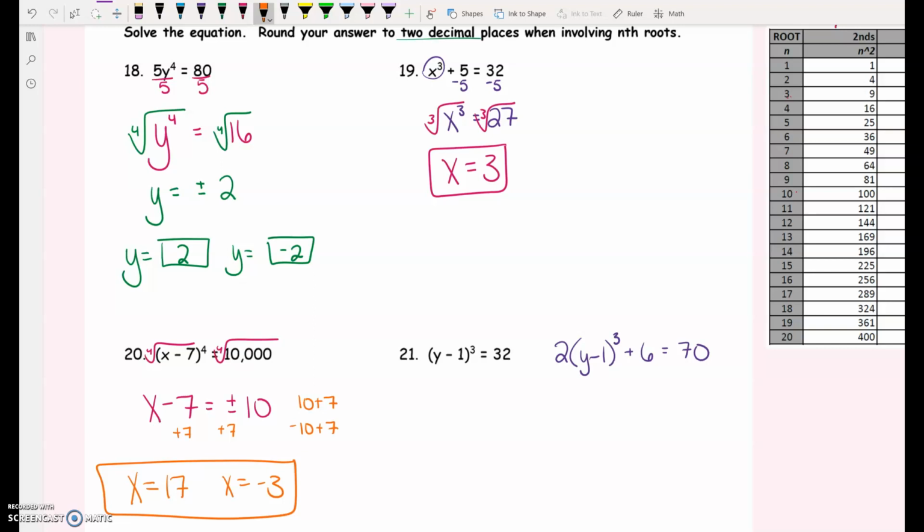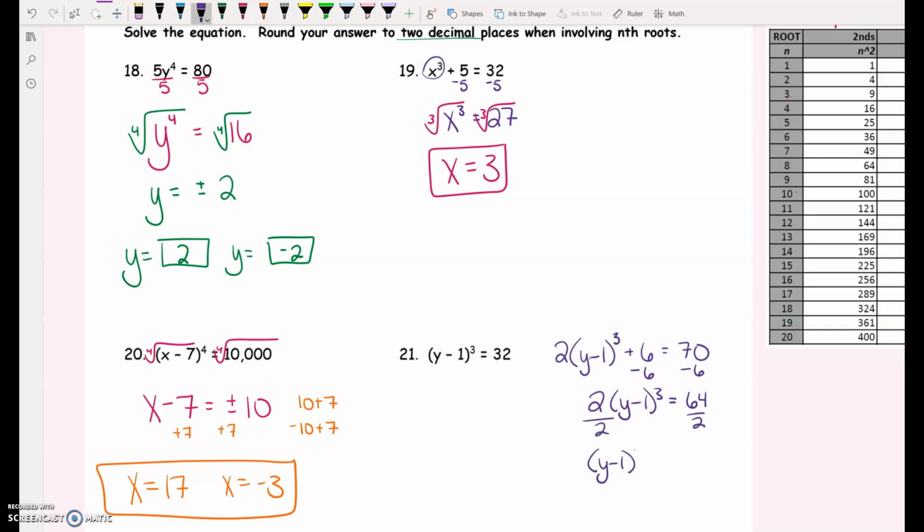Number 21 is a little bit oversimplified, so I made it a little bit more complicated just so that you'd be prepared if you saw a question like this. So if there's more than just the parentheses there, you would use the algebra skills that you're already very comfortable with. Always start with subtraction or addition. So we'd subtract 6 on both sides to get 2 times the quantity y minus 1 cubed equals 64. Then you would divide both sides by 2.